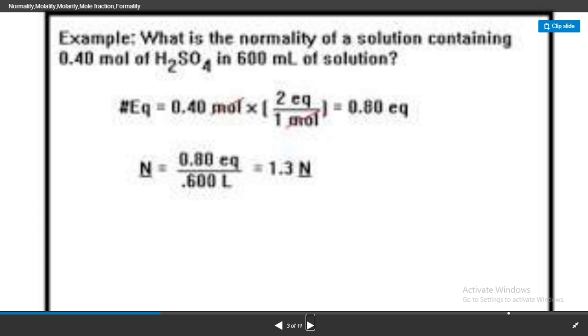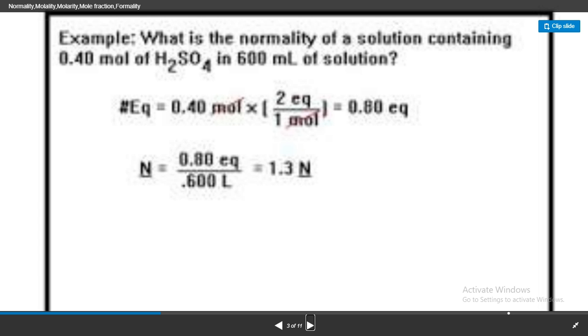What is the normality of a solution containing 0.40 mole of sulfuric acid in 600 ml of solution? At first we have to calculate the equivalents. Here the mole is 0.40 mole, and sulfuric acid, H2SO4, can donate 2 protons, so it can donate 2 hydrogen ions. That's why we place N as 2. So here comes 0.80 equivalent.